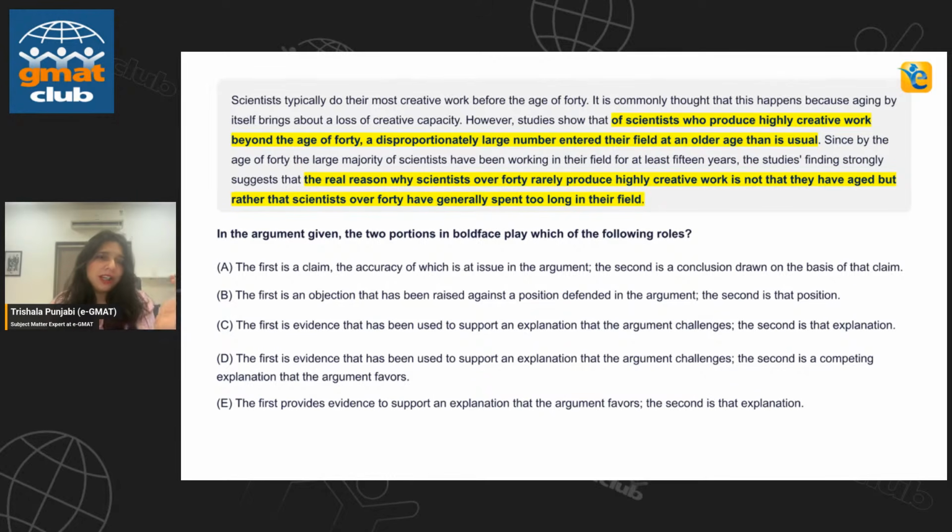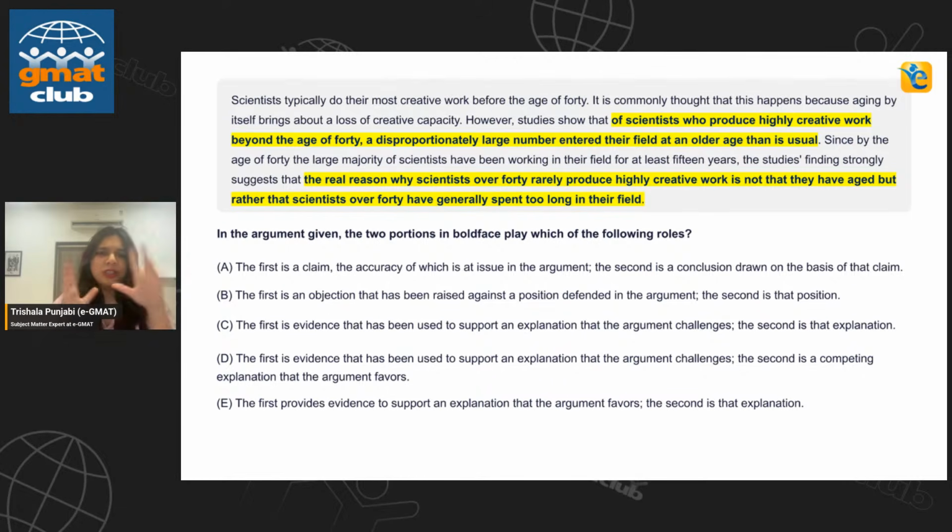However, means there's some kind of a turning point in the passage. Okay. So this says that, however, studies show that of scientists who produce highly creative work beyond the age of 40, a disproportionately large number entered the field at an older age than usual. So again, what is happening here? This is basically a study. This is a fact. There was a study, and that study showed this one particular finding. Right. What did that study show?